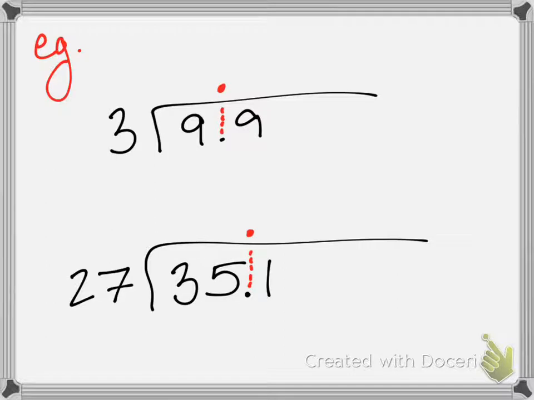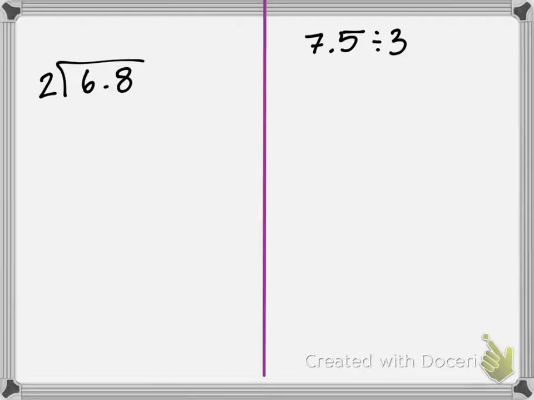If I'm dividing 9 and 9/10 by 3, 3 doesn't have a decimal. The divisor doesn't have a decimal, so that already follows rule 1. And I just bring my decimal straight up. Same thing here, 35 and 1/10. All I do is bring my decimal straight up because the decimal is on the outside. Let's look at these problems right now.